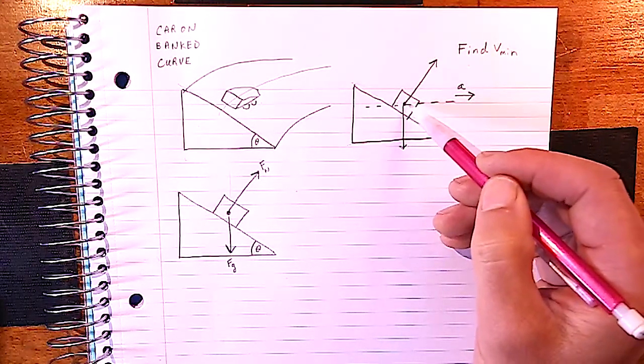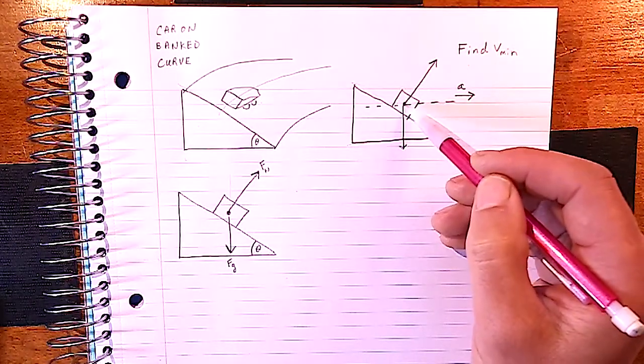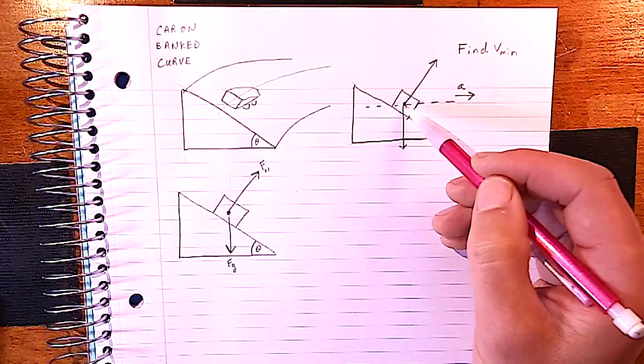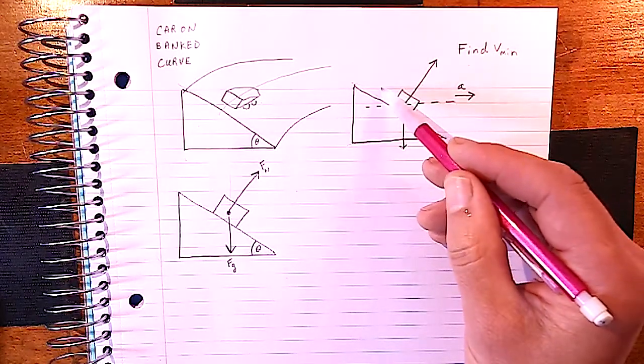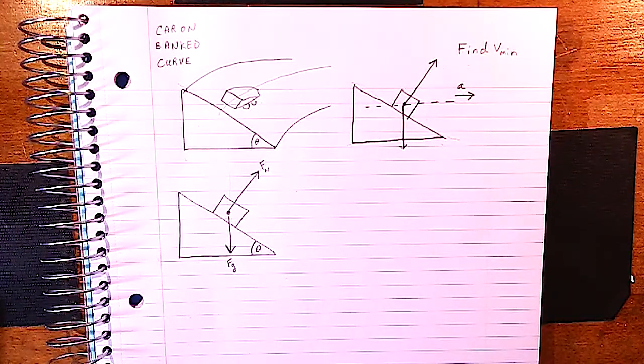Now remember, it doesn't actually move up relative to this point. It moves in a straight line, but that direction from the perspective of the car seems as though it's going up the plane. It's only going forward. So remember that we always break up forces in the direction of the plane of acceleration.